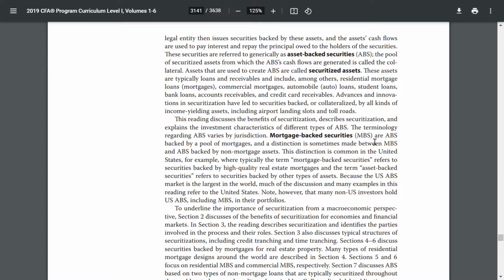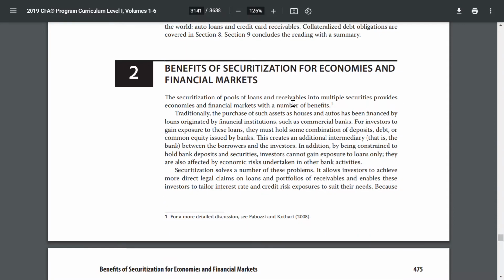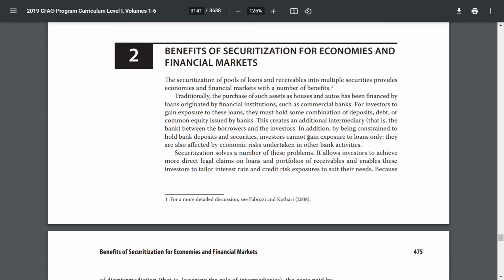Advances and innovation in securitization have led to securities backed or collateralized by all kinds of income-yielding assets, including airport landing slots and toll roads. This reading discusses the benefits of securitization, describes securitization, and explains the investment characteristics of different types of ABSs, or asset-backed securities. The terminology regarding ABS varies by jurisdiction. Mortgage-backed securities are ABSs backed by a pool of mortgages, and a distinction is sometimes made between MBS and ABS backed by non-mortgage assets.